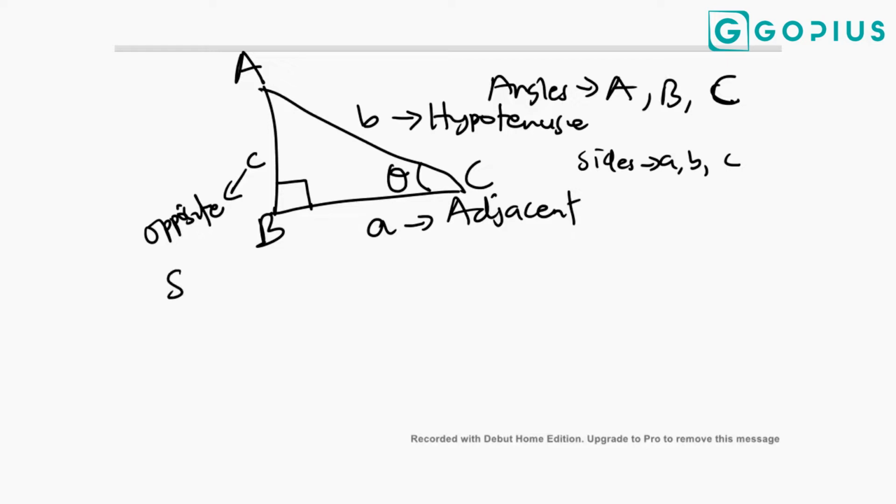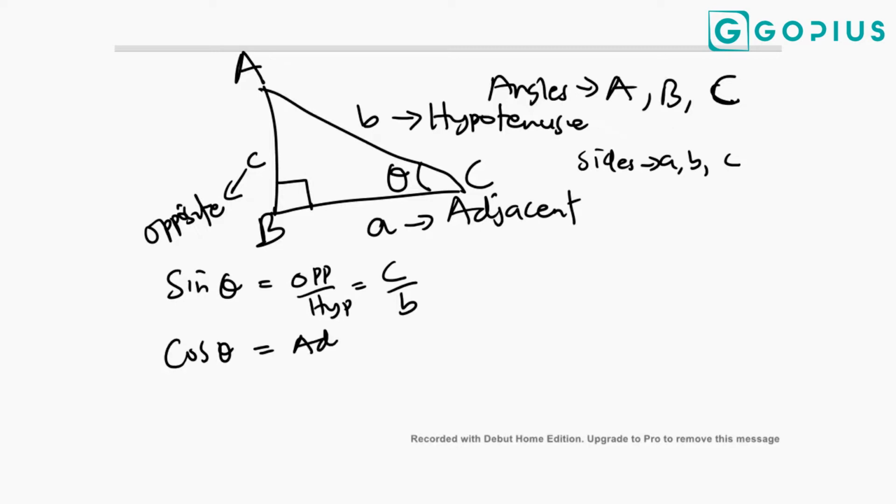Now we have the basic trigonometric ratio sine theta, which is the ratio of the opposite side to the hypotenuse. So sine is opposite over hypotenuse, which according to what I've drawn is c divided by b. The next trig ratio is cosine, abbreviated cos, which is the ratio of the adjacent side to the hypotenuse. So cosine is adjacent over hypotenuse, which is a divided by b.